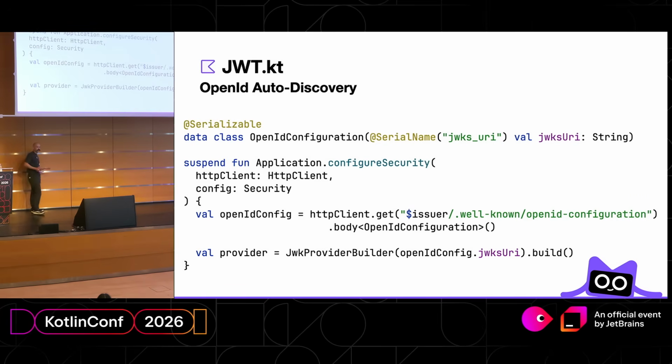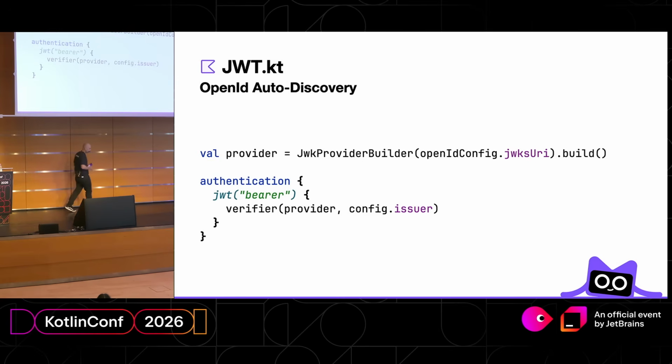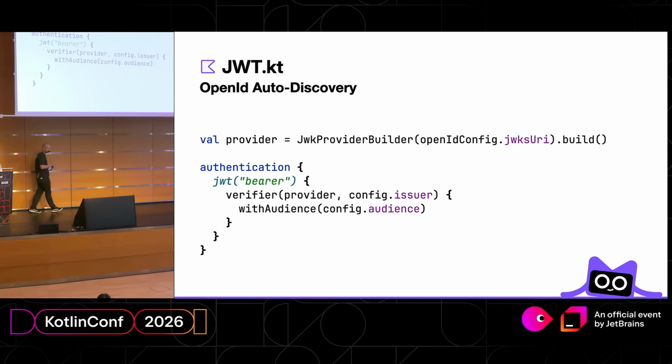So we configure a JSON Web Key provider, which automatically fetches, caches, and rate limits calls to the provider. This allows for things like certificate rotation and so on. But for all purposes, this is effectively boilerplate code. Here we can finally set up our authentication provider for JSON Web Tokens using this JSON Web Key provider. You need to explicitly set a name for the provider, in this case bearer, and then we can configure the verifier with additional claim checks or leeway for expiration and so on.